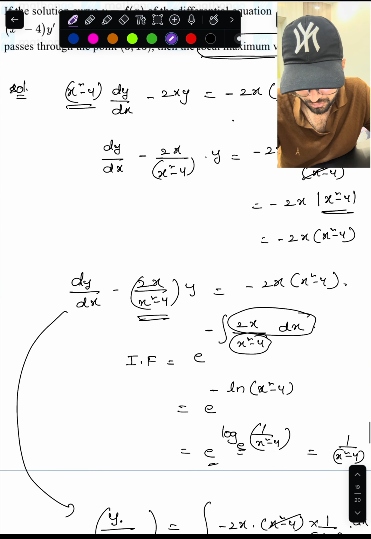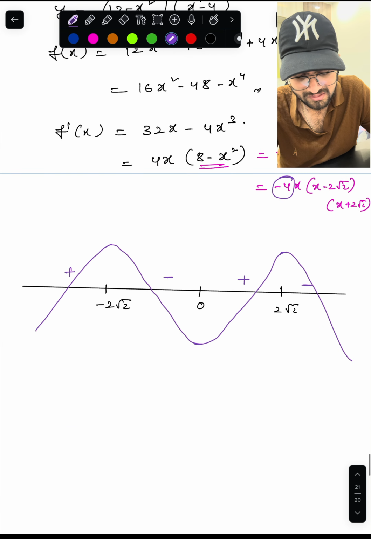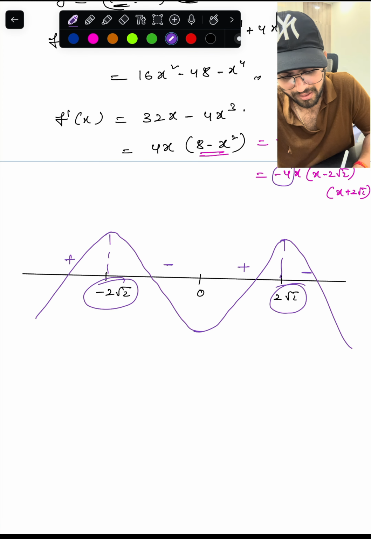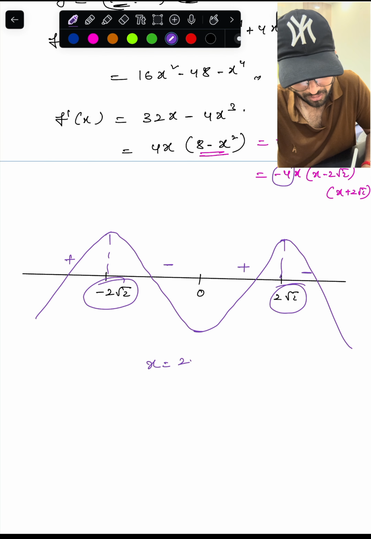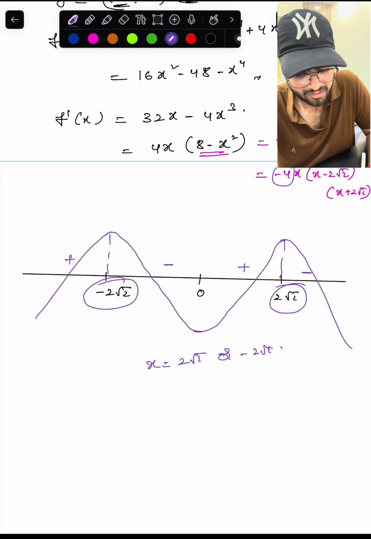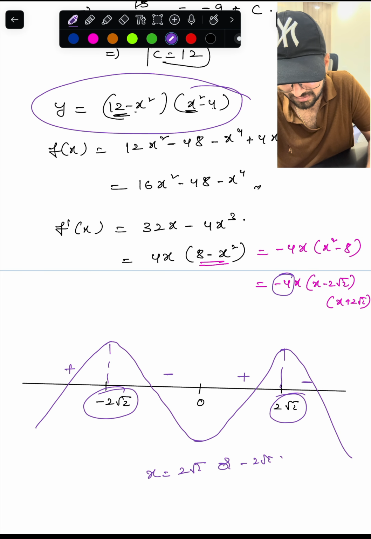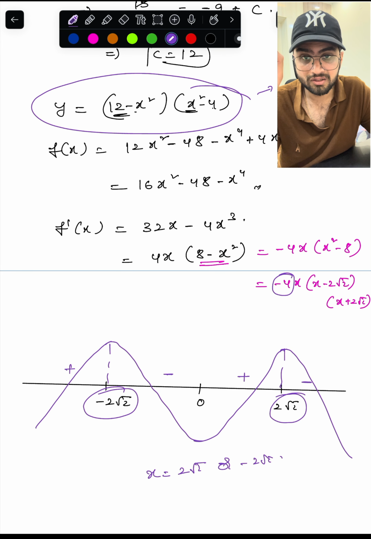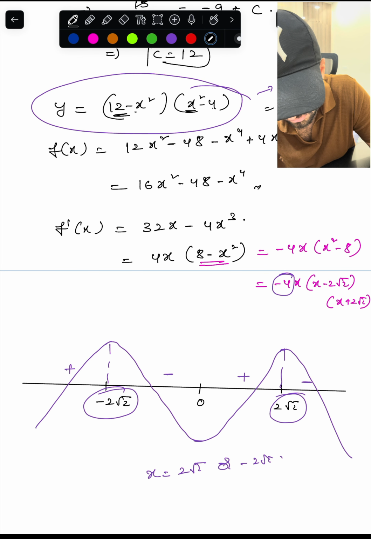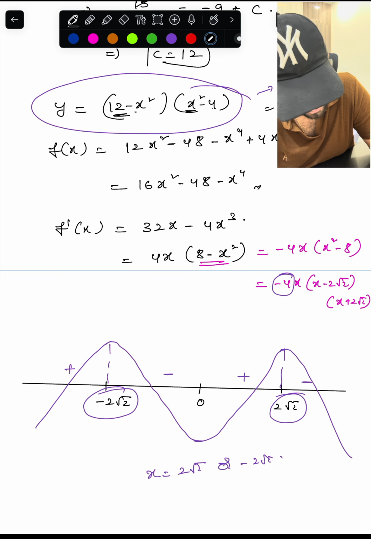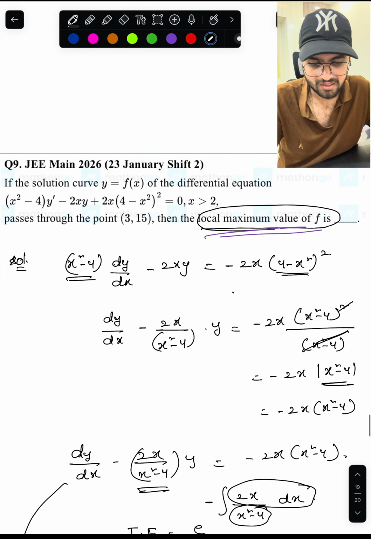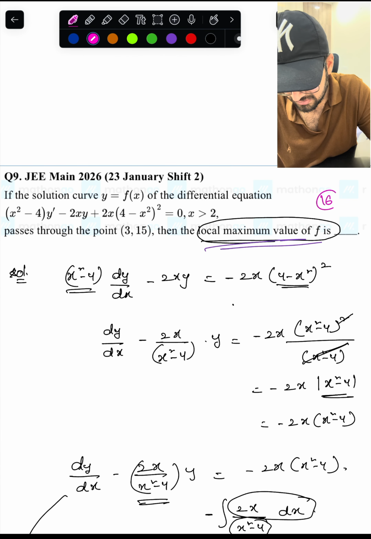So what we need to do is identify the local maximum. The local maximum occurs at 2√2 or minus 2√2. So all you need to substitute is 2√2 or minus 2√2. Here in f of x, if I substitute 2√2, x² means 8. For 2√2 or minus 2√2, x² is 8 only. So directly you can substitute 12 minus 8 into 8 minus 4. 12 minus 8 means 4, 8 minus 4 means 4. 4 fours are 16. So 16 must be our answer. So the answer for this is 16.